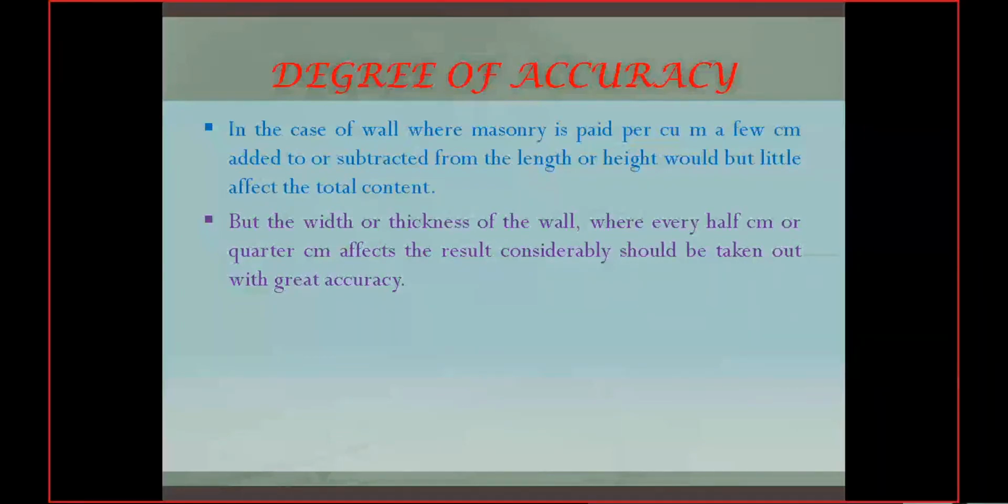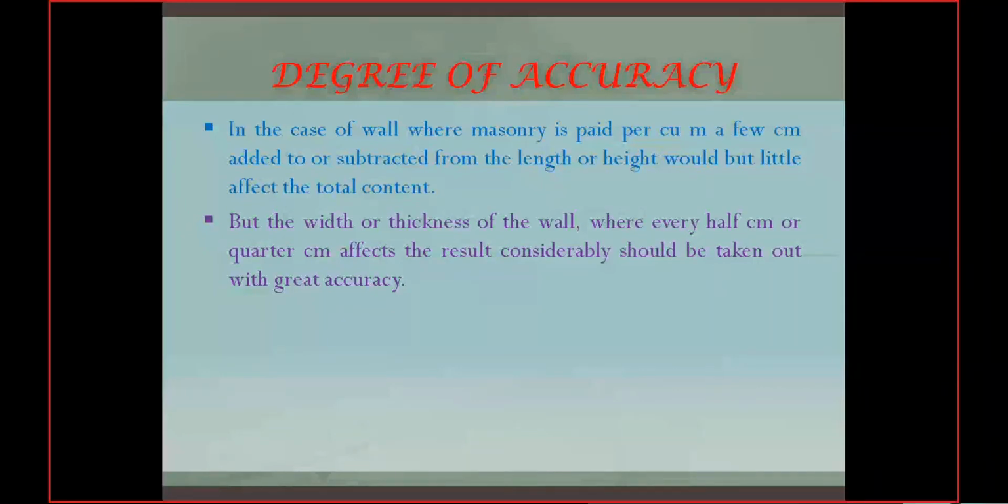But if you add or subtract even half a centimeter in the width or thickness of your wall, there will be a much bigger effect on the total content. That means we need to maintain accuracy in the width or thickness of the wall. Even half a centimeter must be considered, so we need much more accuracy in the width of the wall.